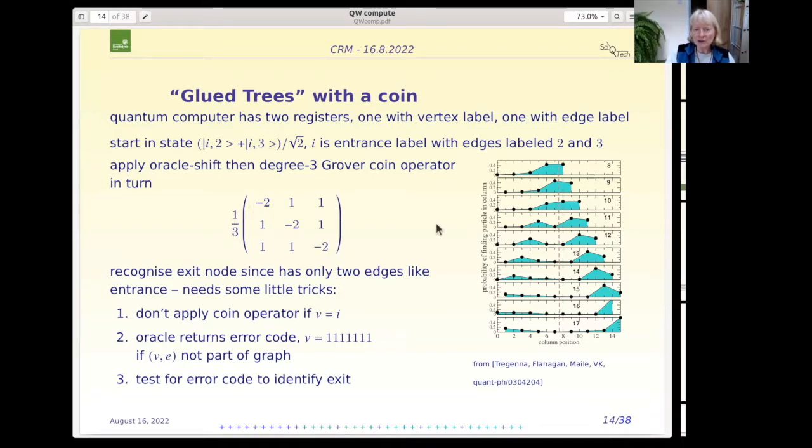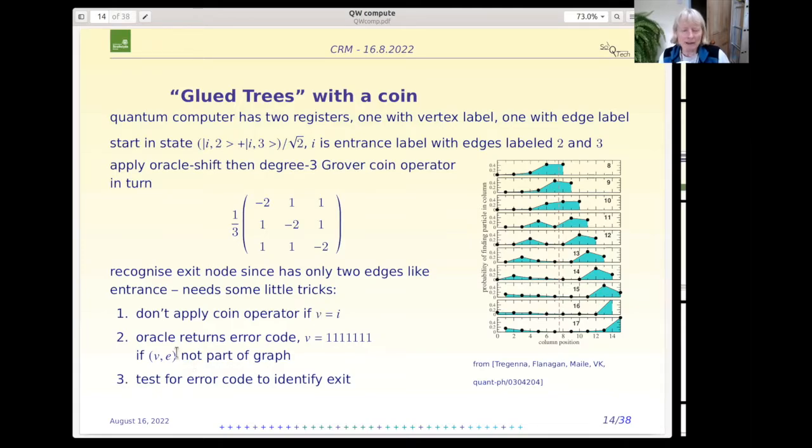Now you need a way to know when you get to the exit. So you can recognize it because it's only got two edges like the entrance. And so you need a few little tricks depending on what you allow your oracle to do. The first one is you don't apply the coin operator if you're at the entrance node. And you know what that is because you started there and you're allowed to remember that much. So you recognize if you get back there and you don't apply the coin operator.